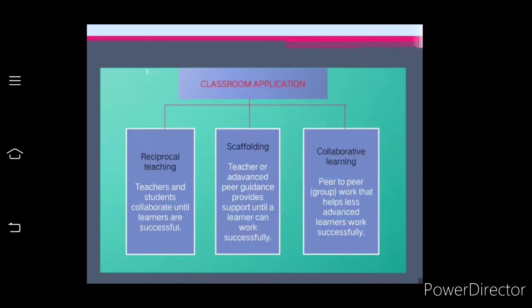And then the last is the classroom application, with three examples: reciprocal teaching, scaffolding, and collaborative learning. Reciprocal teaching is the collaboration of teachers and students until the learners have successfully acquired the knowledge. Then scaffolding is where the teacher, or the more knowledgeable other, provides assistance or guides a learner until he could acquire enough knowledge to carry out tasks on his own.